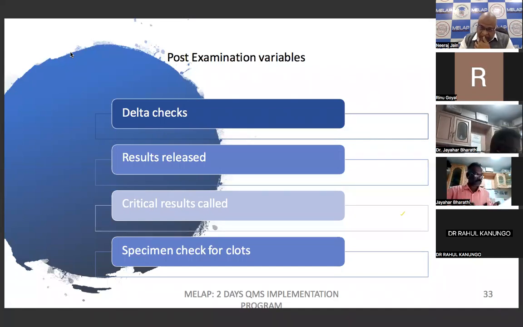After that, reporting of result, 7.4.1. And critical, after that, 7.4.1.3. Am I right? Please write in the chat box. Yes, very good.